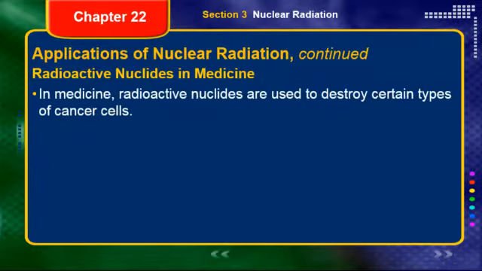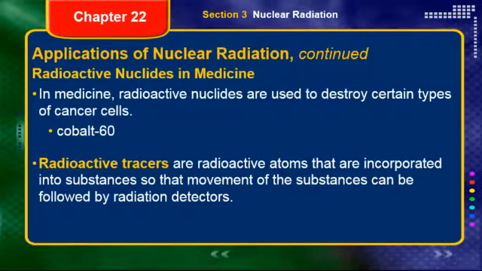We can use radioactive nuclides in medicine. In medicine, radioactive nuclides are used to destroy certain types of cancer cells. For example, cobalt-60. These types of nuclides have so much free energy that they actually cause death in those cancerous cells. The problem with this is that you can only apply them to a small area, because if you apply them to the entire human body, all of the cells in the human body will die, and that really doesn't do you very good in terms of medicine.